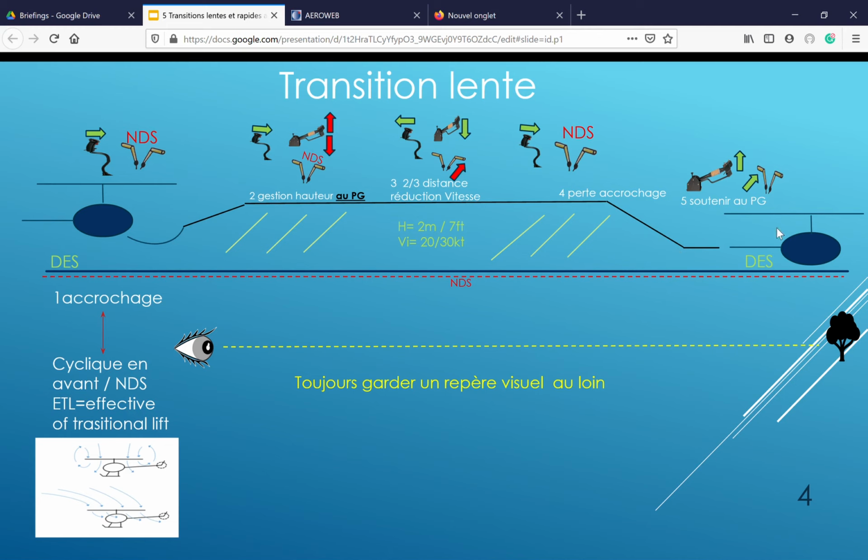So stay in ground effect but not touching the ground, stopping eventually on the helipad with your helicopter. What is important during this maneuver is always having a reference in front of you, for instance a hangar or trees, so you know that you're going in the right direction that you want to go.